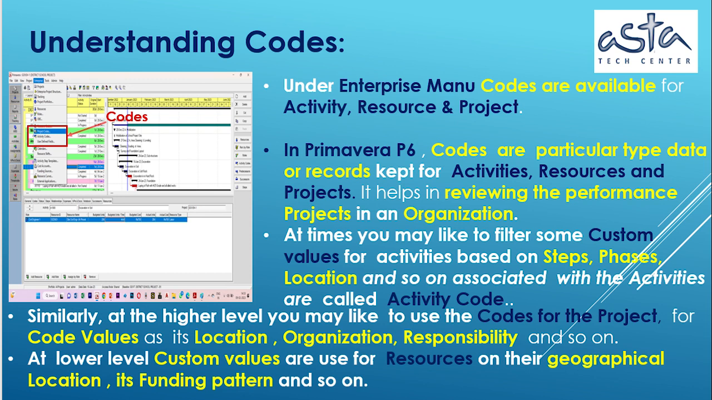Codes associated with the activities are called activity codes. Similarly, at the higher level, you may like to use the codes for the project for code values such as location, organization, responsibility, and so on. At the lower level, custom values are used for resources based on their geographical locations, their funding patterns, and so on.